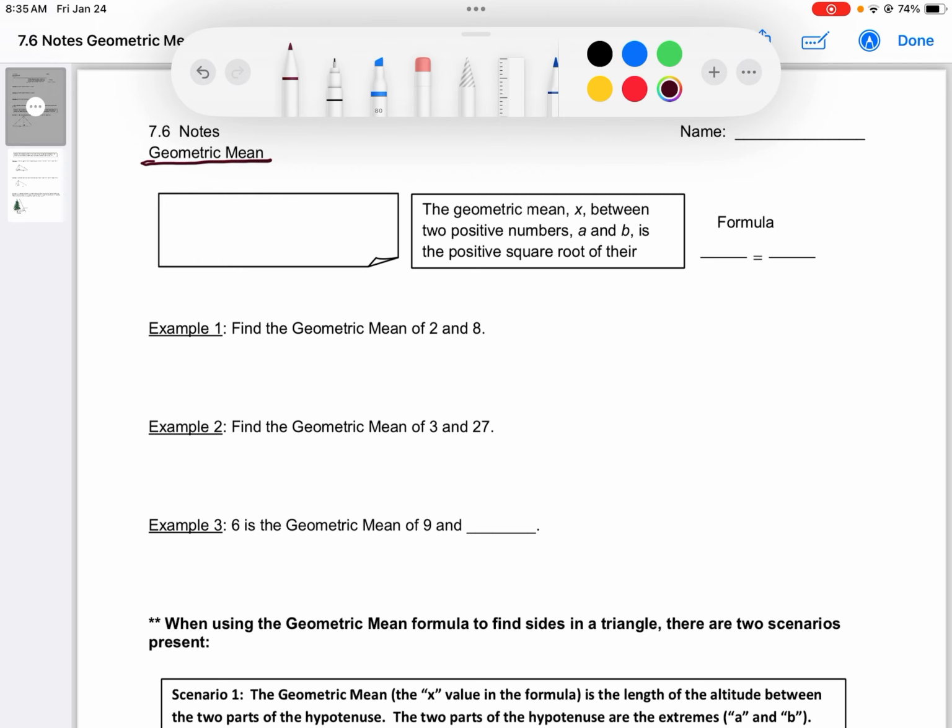This has a lot of different uses, but in our case, it has a couple of geometric uses, and so we're going to focus on those. But first of all, we have to talk about what the geometric mean is.